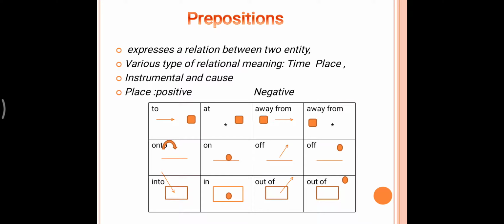See, onto means the direction is there. I fell onto the floor. I throw pen onto the table. Onto, so there is a movement. After reaching, after you fell on the floor, you are on the floor. The pen is on the table.